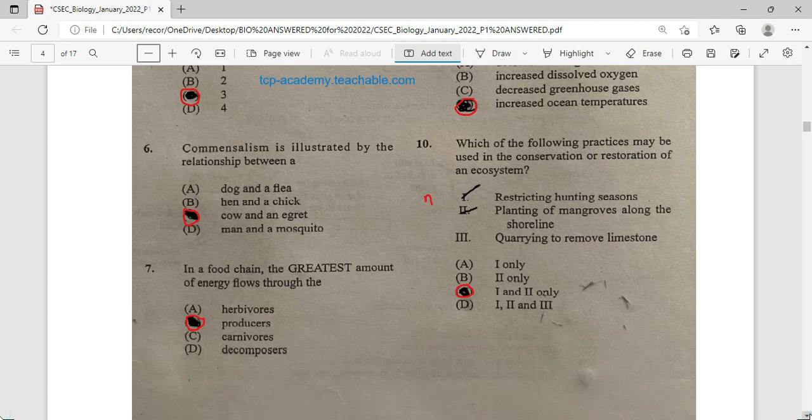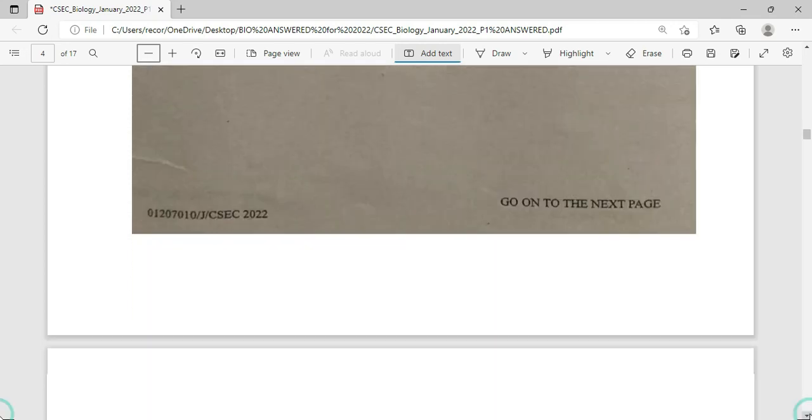Number 10, this is a new question, and we are looking at which of the following practice may be used in the conservation and restoration of any ecosystem. The options are restricting hunting season, planting of mangroves along the shoreline, and of course quarrying to remove limestone. Our answer of course is going to be 1 and 2 only. C there being the answer.